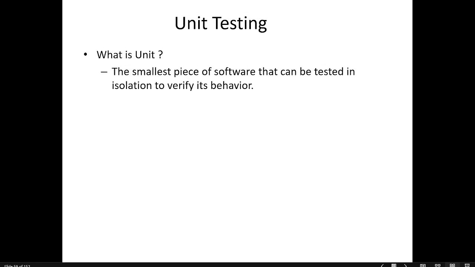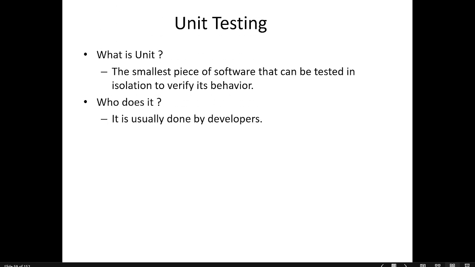The definition of unit testing says that it is the smallest piece of code tested in isolation to verify its behavior. The smallest piece of code means a small functionality or a partial functionality which is required. So anything which can be considered a single unit is tested under unit testing.